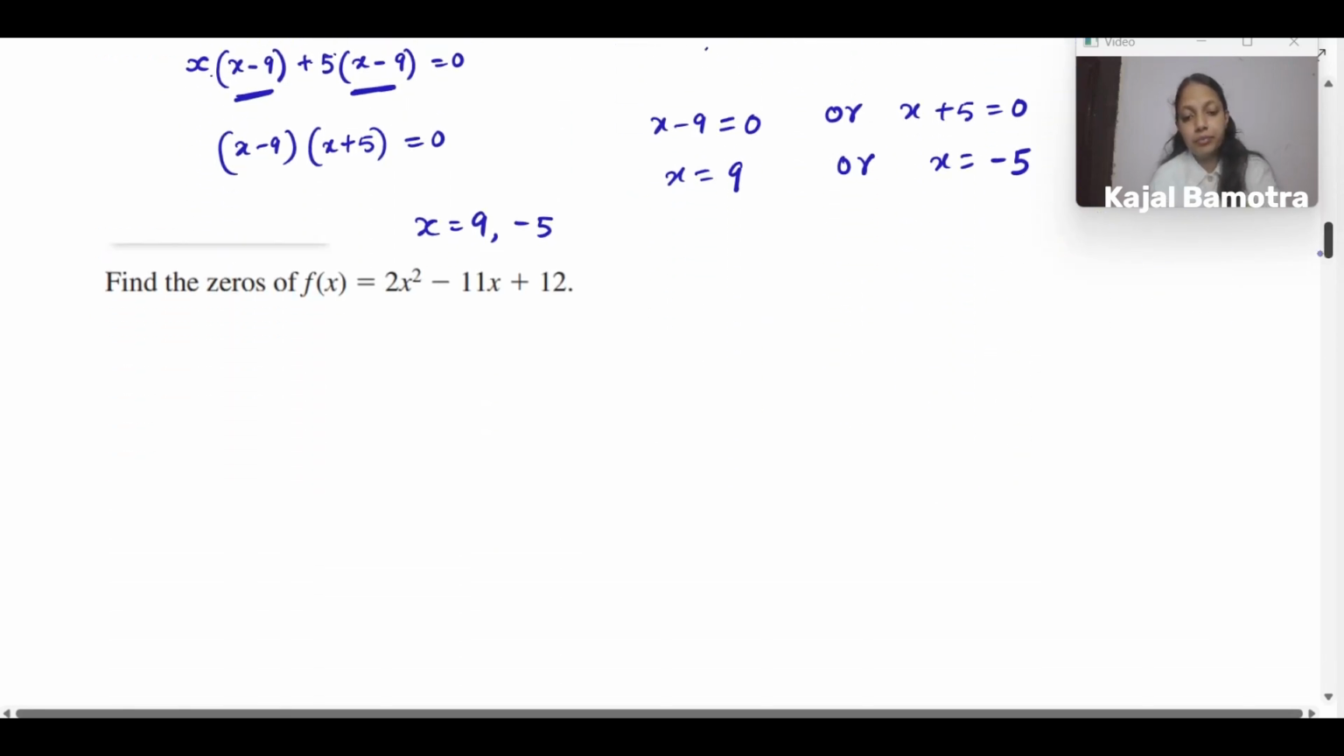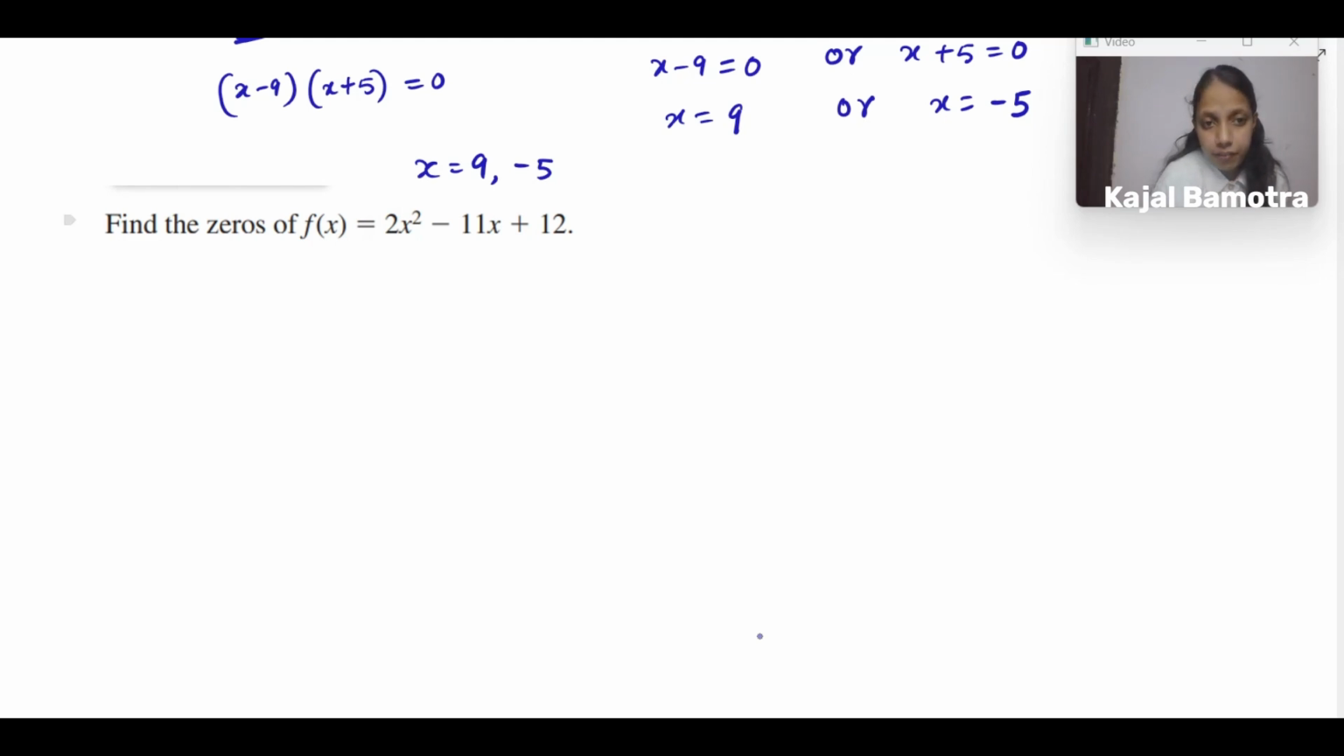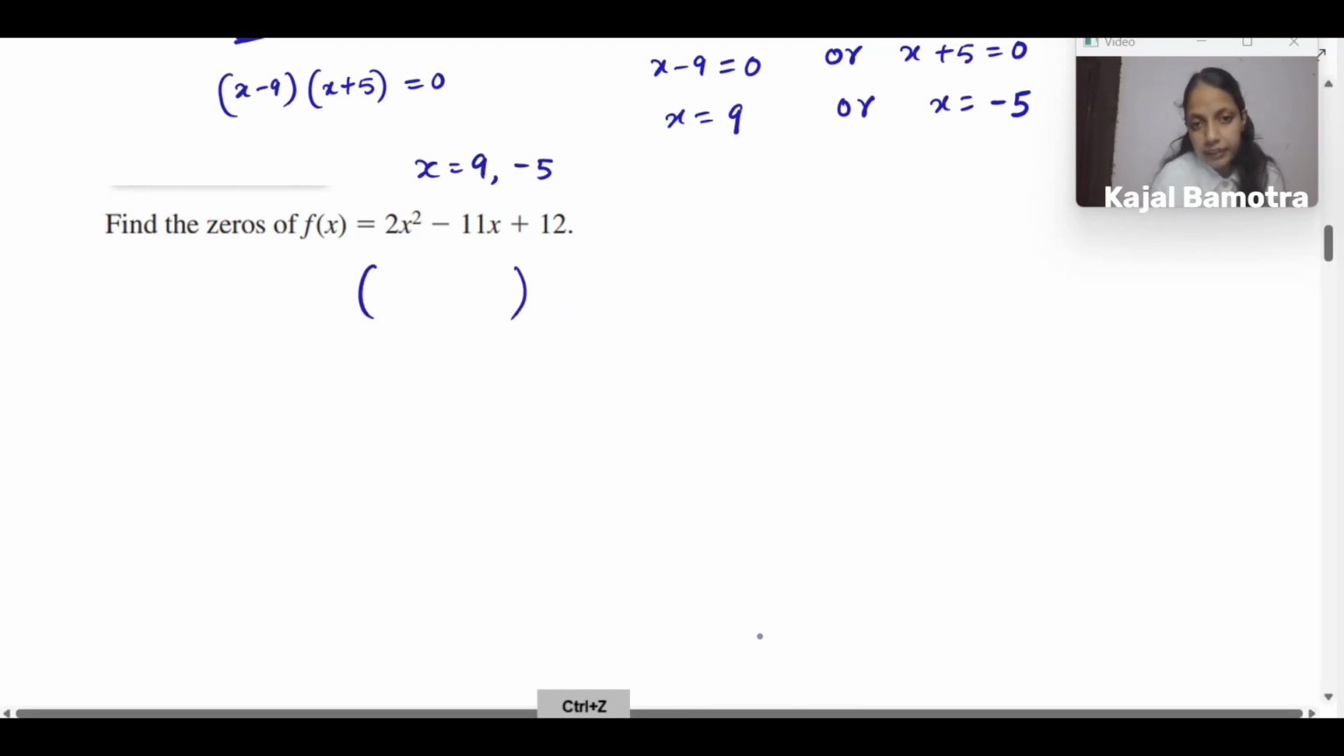Next is a factoring question, but here it starts with a 2. The first term is not just x, it is a multiple of 2. You have to make two factors. And this is the hint for this type of question: one of your terms will contain 2x.